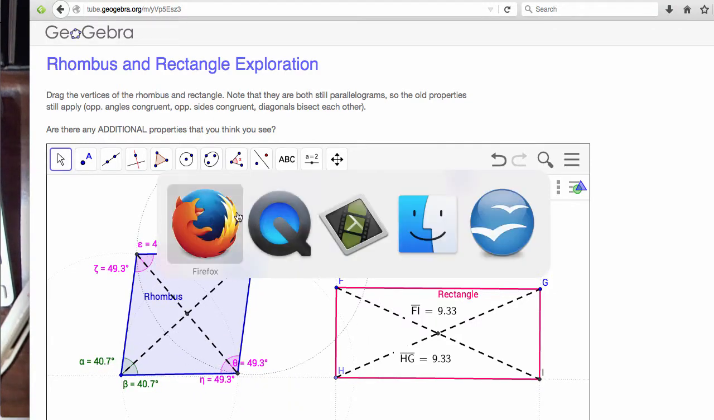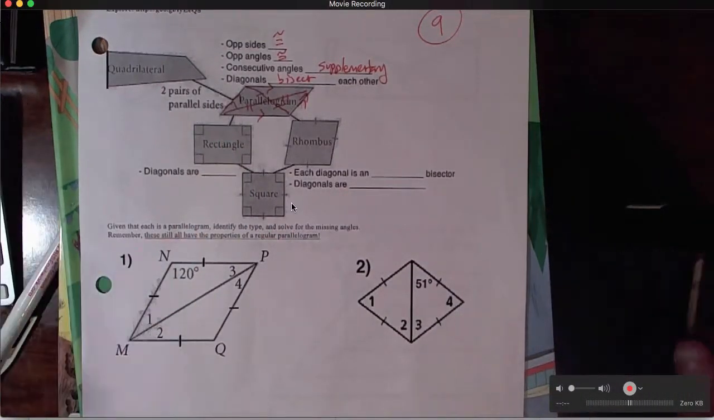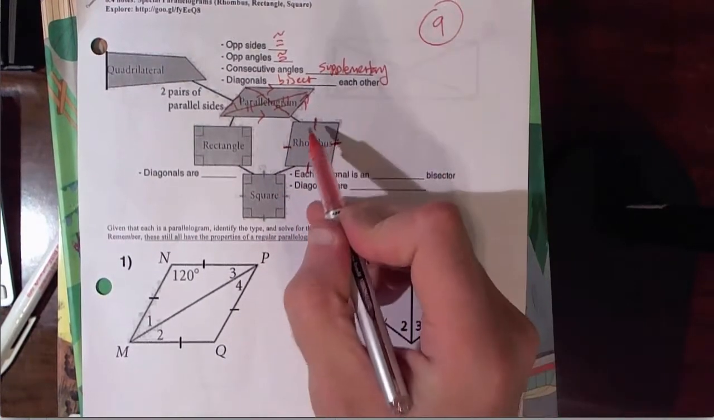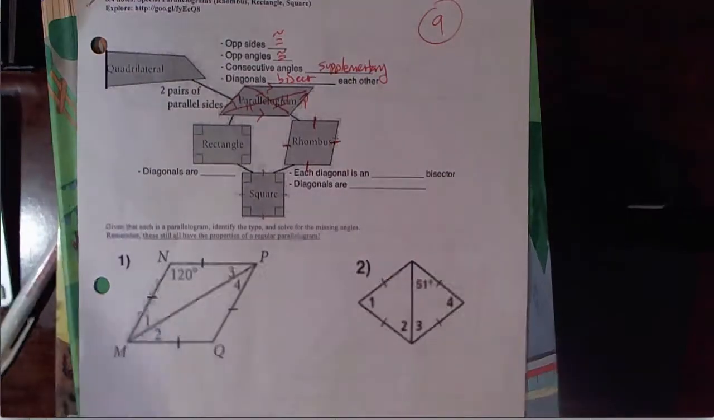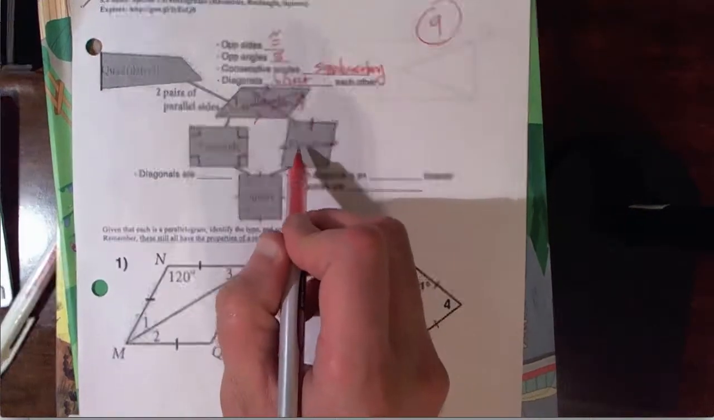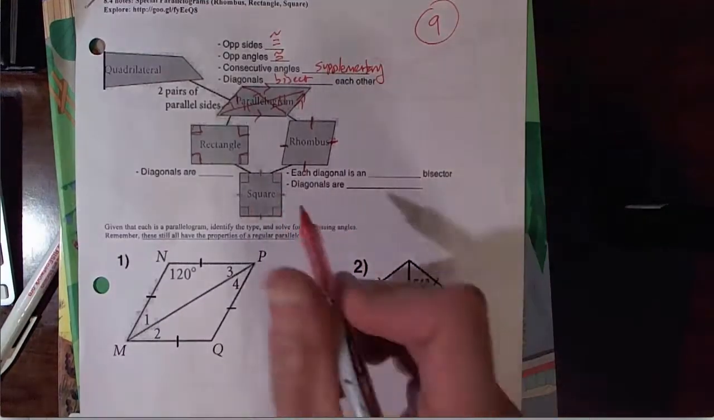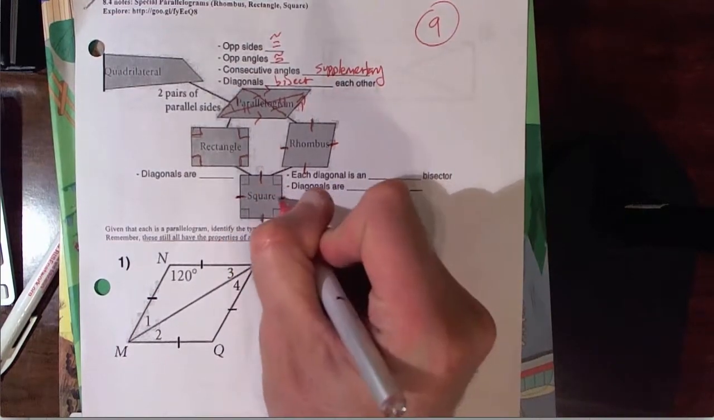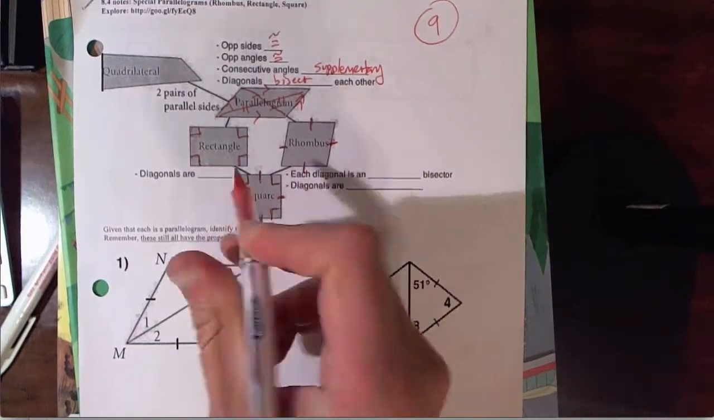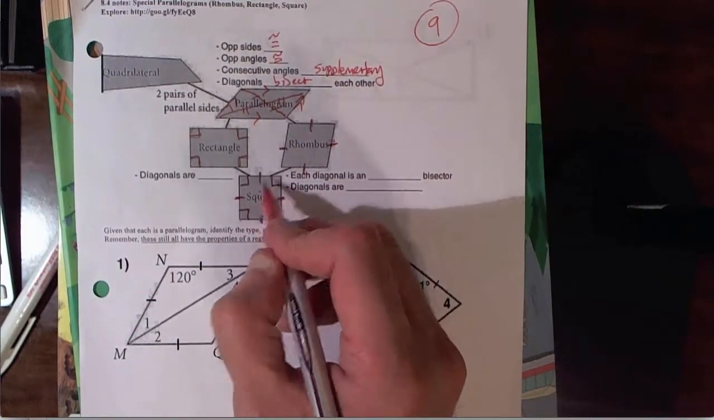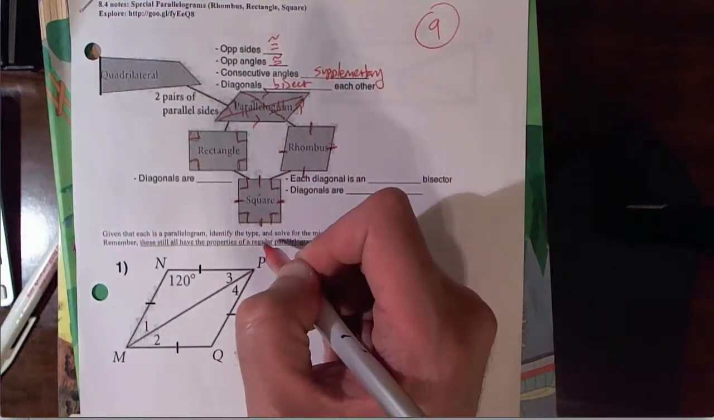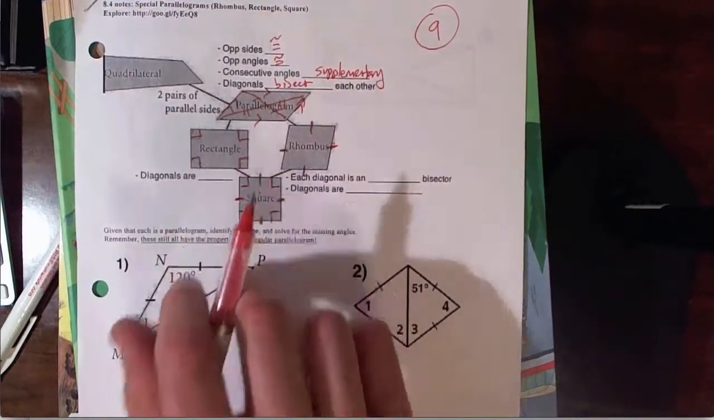I forgot to even give us the definition. A rhombus, by definition, has all four sides congruent. That's what it means to be a rhombus. A rectangle, by definition, has all angles 90 degrees. So this is a rhombus, this is a rectangle. If you put it together, you get a square. A square has all sides congruent like a rhombus, and all angles 90 degrees like a rectangle. So a square is a rectangle, a square is a rhombus, a square is a parallelogram. A rectangle is a parallelogram, a rhombus is a parallelogram.